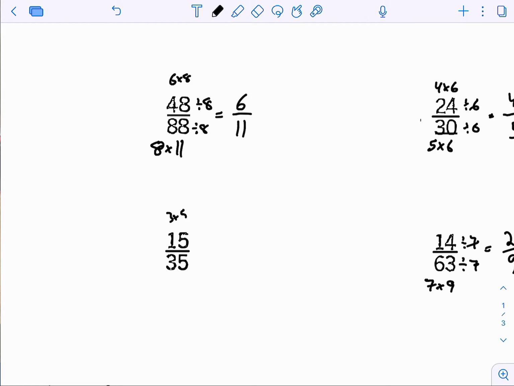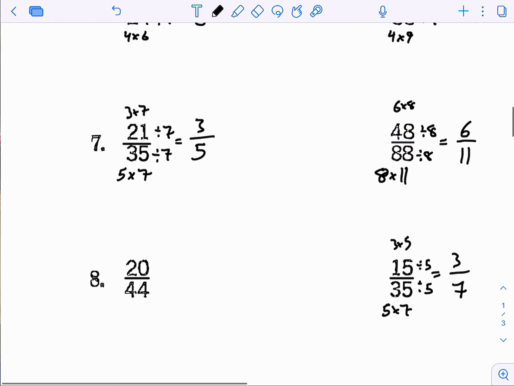35, once again, at 15. 15 is 3 times 5. 35 is 5 times 7. So we're going to divide by 5, divide by 5. Is going to give me 3 sevenths.